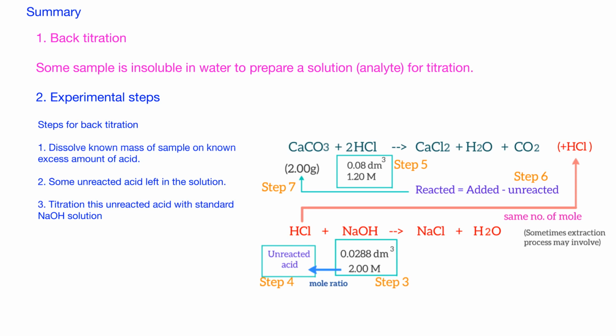To summarize, in this video we learned that we use back titration when the sample is insoluble in water. For example, calcium carbonate in a seashell, or magnesium hydroxide in an antacid. We're going to find out how much of these chemicals there are. So we first dissolve a known mass of sample in a known excess amount of acid.